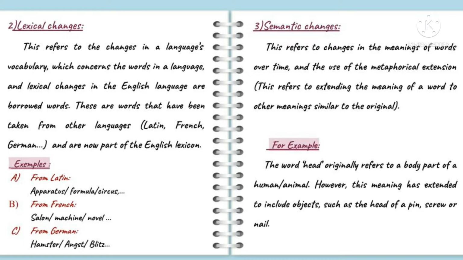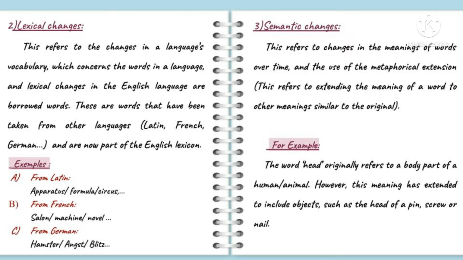This refers to the changes in a language's vocabulary, which concerns the words in language, and lexical changes in the English language are borrowed words. These are words that have been taken from other languages, like Latin, French, German, and are now part of the English lexicon. For example, A from Latin, we have apparatus, formula, circus. B from French, we have salon, machine, novel. C from German, we have hamster, angst, and blitz.